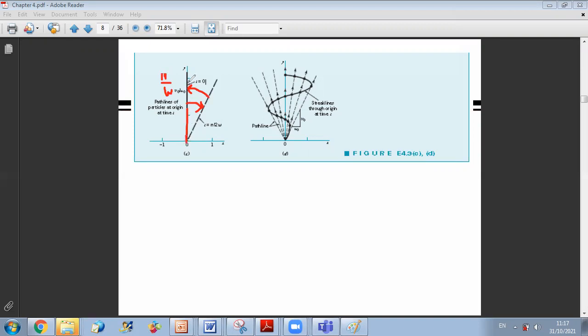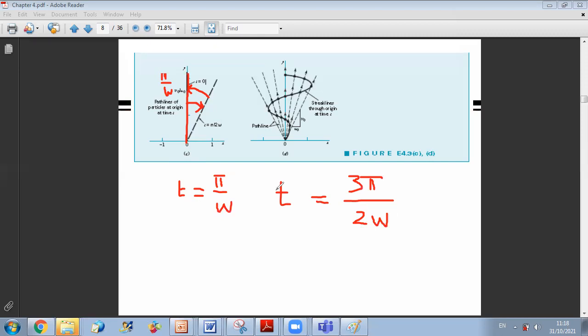Okay, you can verify this simply by doing what? By finding the equation of the path line for t equal to pi over omega. You will get again that the corresponding equation will be the vertical line. And if you check what will happen for t equal to 3 pi over 2 omega, I will give you the result, try to do it.